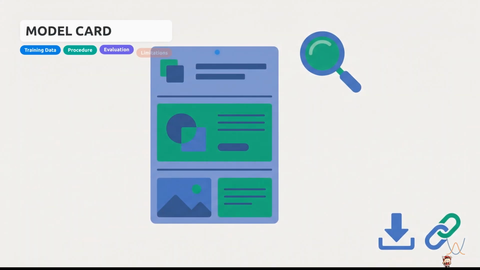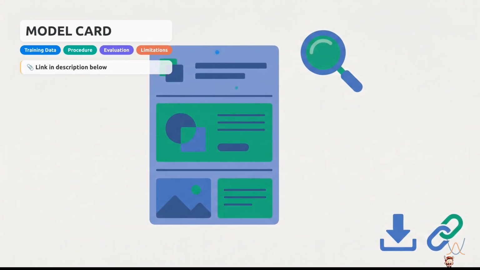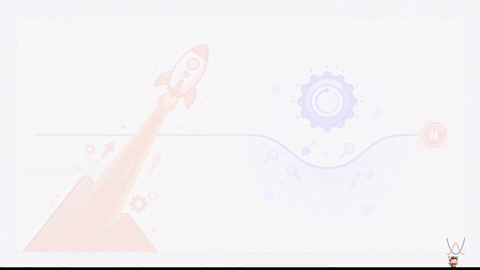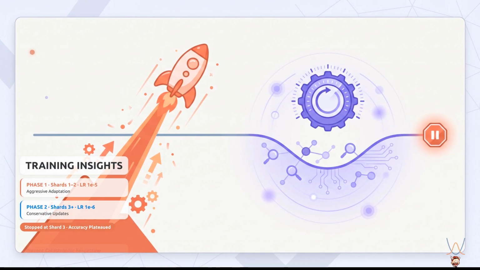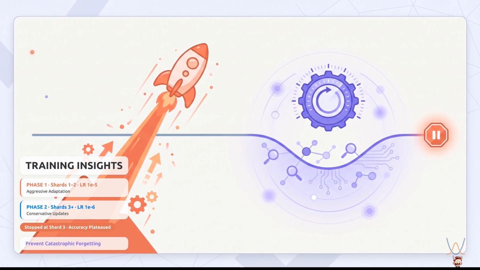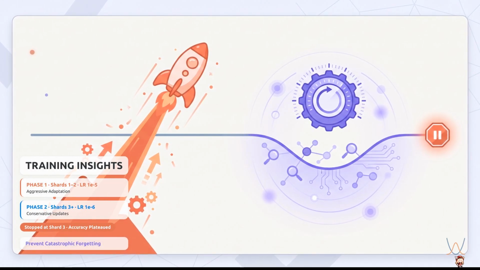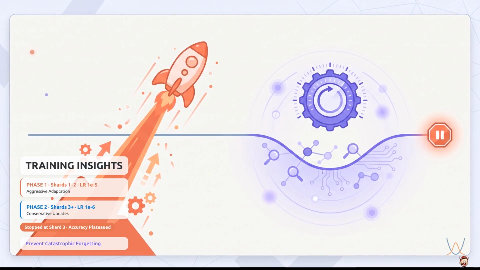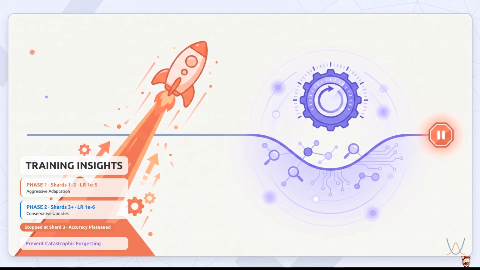We documented everything in a formal model card. The link for that model card is in the description down below. One key insight, aggressive learning rate on the first 2 shards for rapid adaptation, then conservative to prevent catastrophic forgetting. Training stopped at shard 3 when accuracy plateaued.